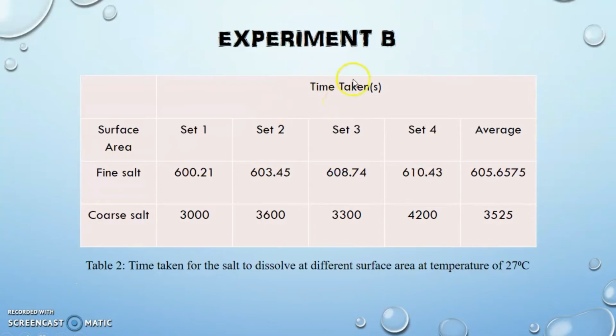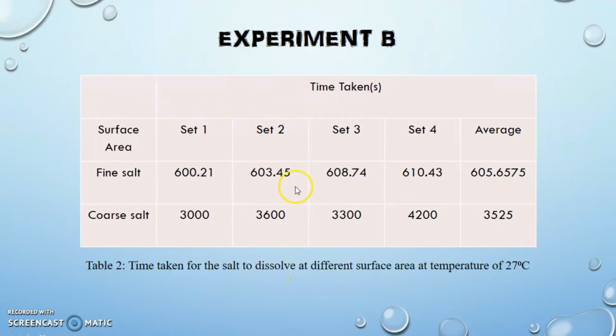So now I will explain about part B. In part B, we choose to study the factor of surface area. The surface areas we choose are fine salt and coarse salt, and we kept the temperature at a constant level. So for this part, we studied two temperatures.